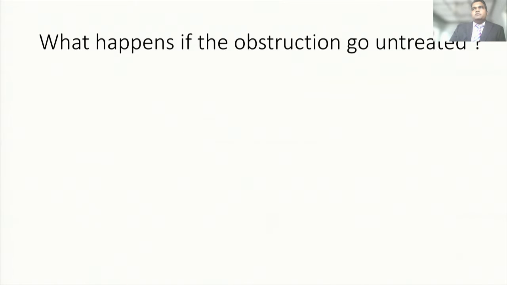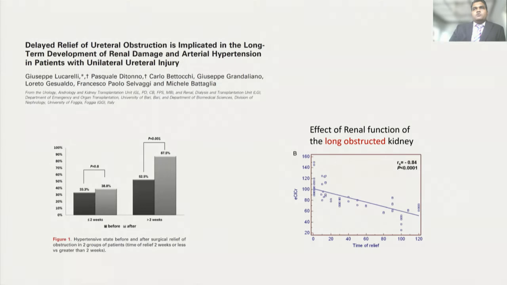So what happens if the obstruction goes untreated and you don't relieve the obstruction? Well, there are so many animal studies which show unilateral obstruction clearly causes declination of the renal functions. For obvious ethical reasons, we don't have that sort of studies in humans, but this is one of the best available studies where they have assessed two groups of people, patients who got iatrogenic renal obstruction by means of ureteric obstruction, treated in less than 2 weeks duration and treated after more than 2 weeks.